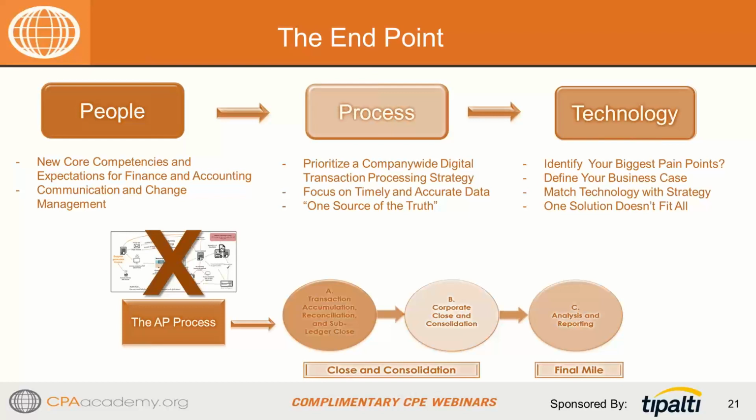What technology is really all about is defining your business case to support and alleviate your biggest pain point and matching technology with the strategy. Some of the key points here are that one solution doesn't fit all. What we're really looking at is getting to that one source of the truth with timely and accurate data, and again, having a company-wide philosophy that automation and transformation is really the way to go across the board.